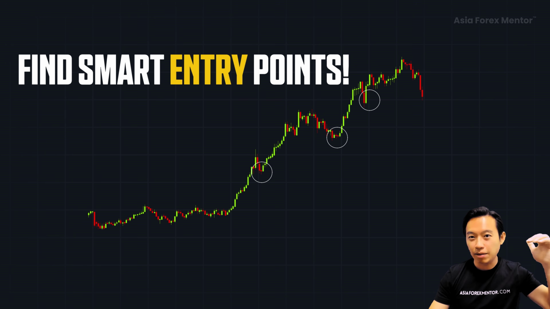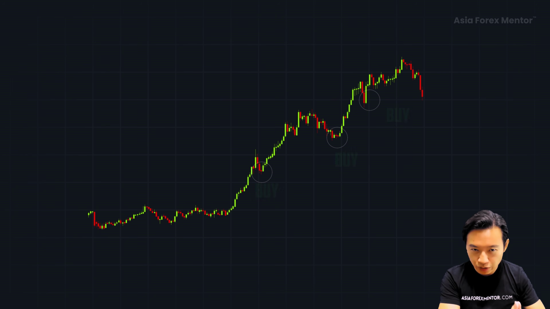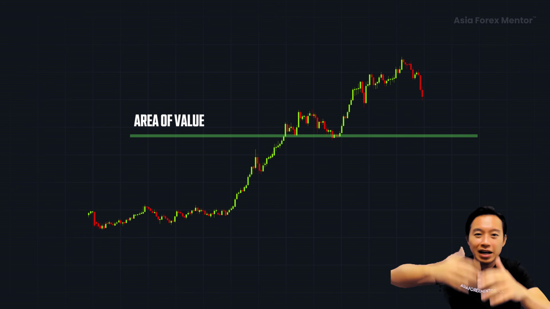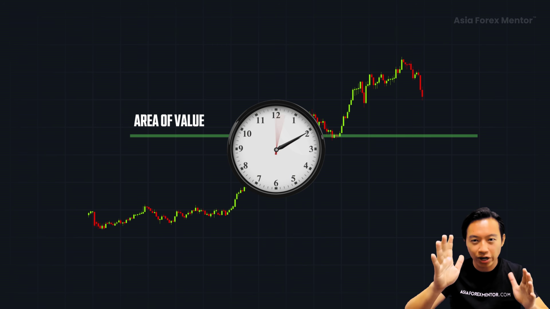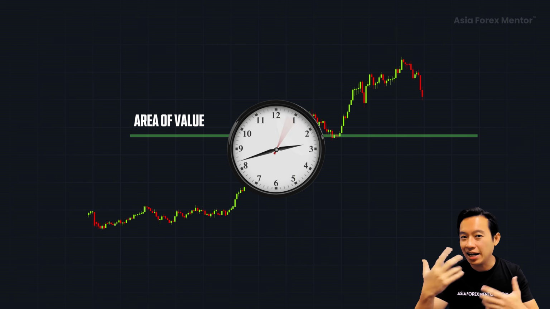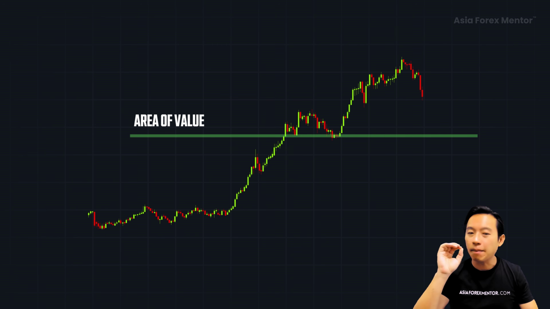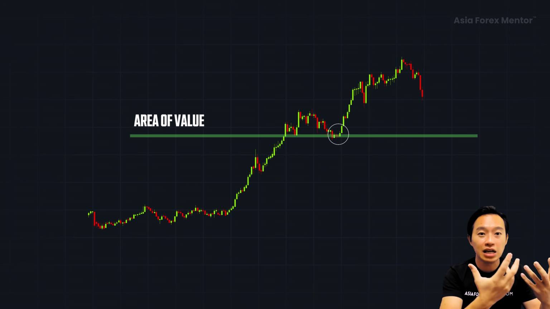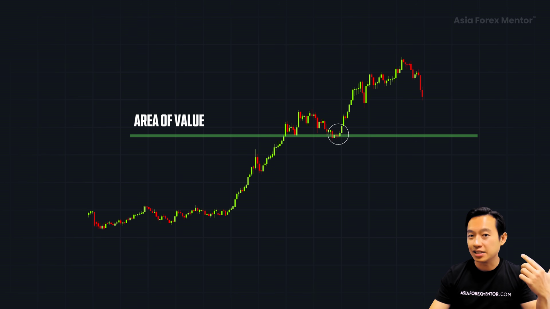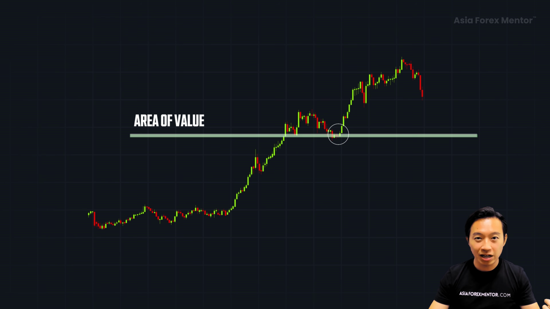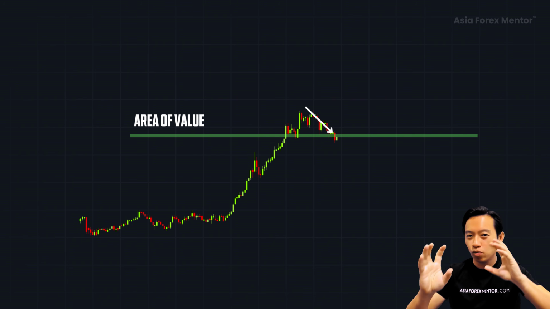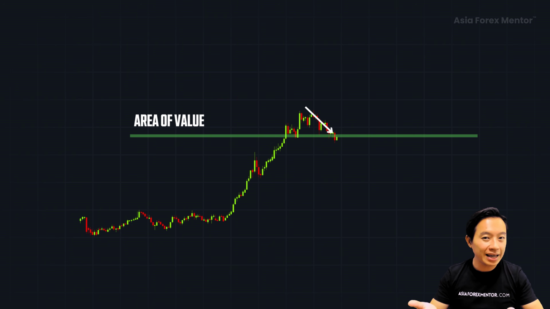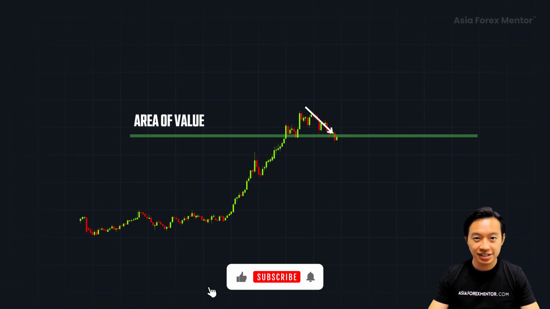So that's the starting point. Now we know what we're trying to do: we're trying to buy. Next, area of value. We don't want to chase price. We wait for price to come to us. In an uptrend, that means buying at the best possible spots. For example, a possible spot is the support level. We wait for price to pull back to an area where the buyers have already shown strength. That's where the real opportunity is.